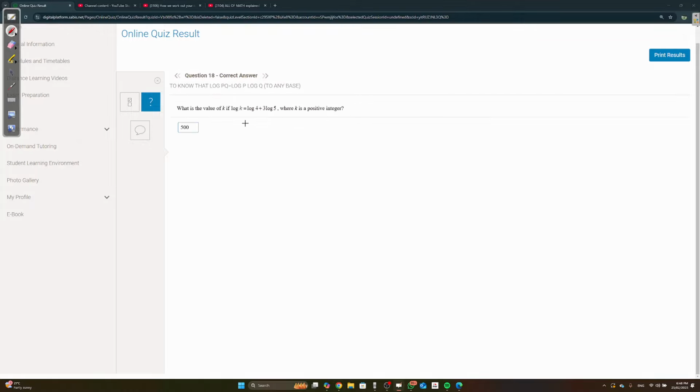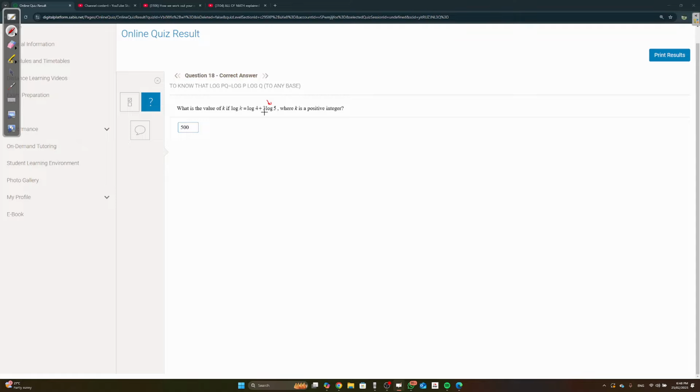Question 18. What's the value of k if log k is equal to log 4 plus 3 log 5, where k is a positive integer? So basically, they want you to compress all of this into one log. What's the first thing you do to make this one log? You can't add them, by the way, if they have a coefficient outside.